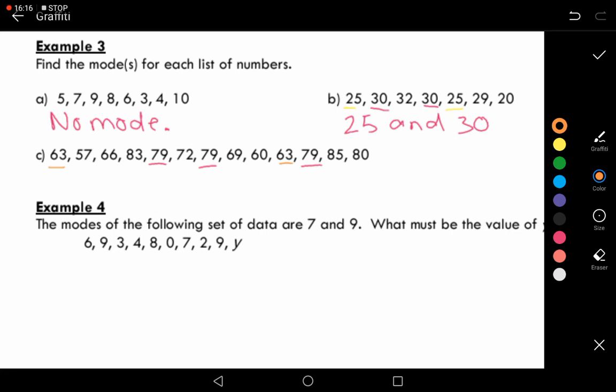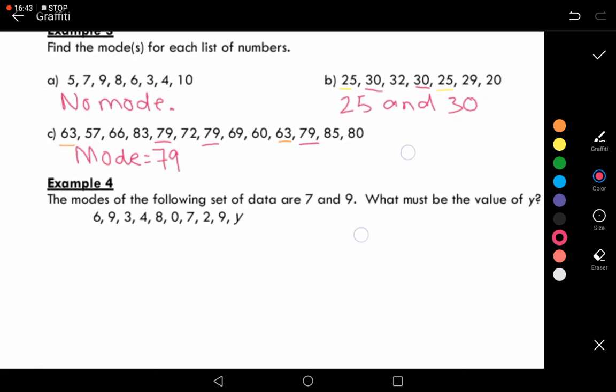Although 63 comes up twice, because 79 comes up 3 times, that is our mode. So our mode here is 79, because it comes up more times than the 63. The only reason B had both was because they both came up 2 times. If I had another 25 there, then the mode would just be 25.